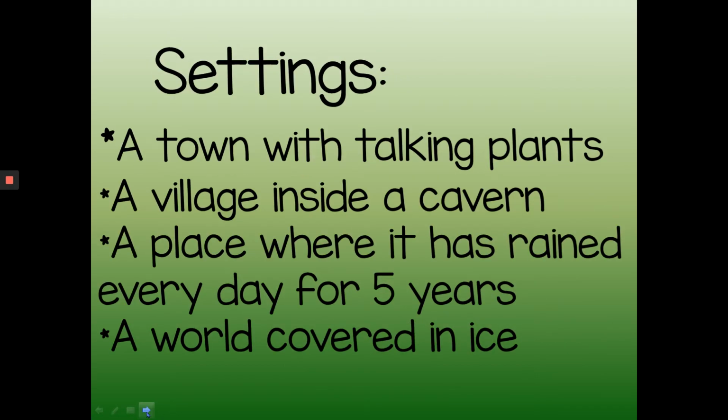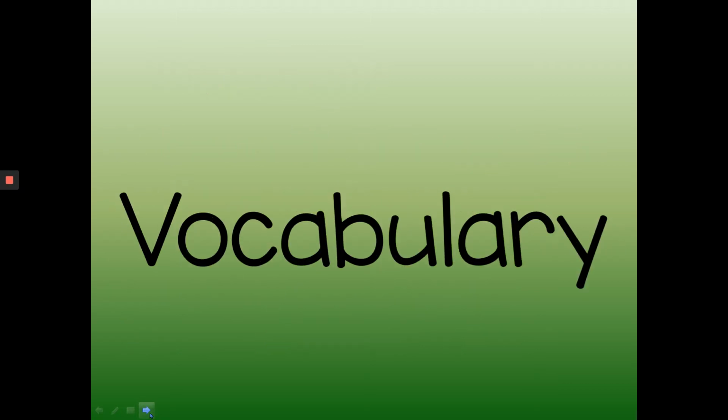The four unusual settings that we're going to be seeing through our passages this week are a town that has talking plants, a village that's located inside a cavern, which is a very large cave, a place where it has rained every day for 5 years, and also it happens to be someone's birthday. It's a time setting in that story, and a world that's covered in ice. Let's review some vocabulary that we're going to see in these passages today.